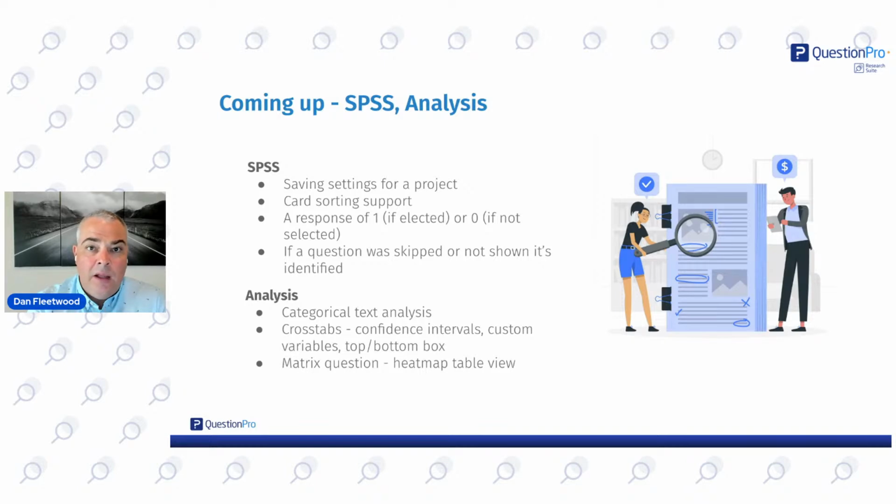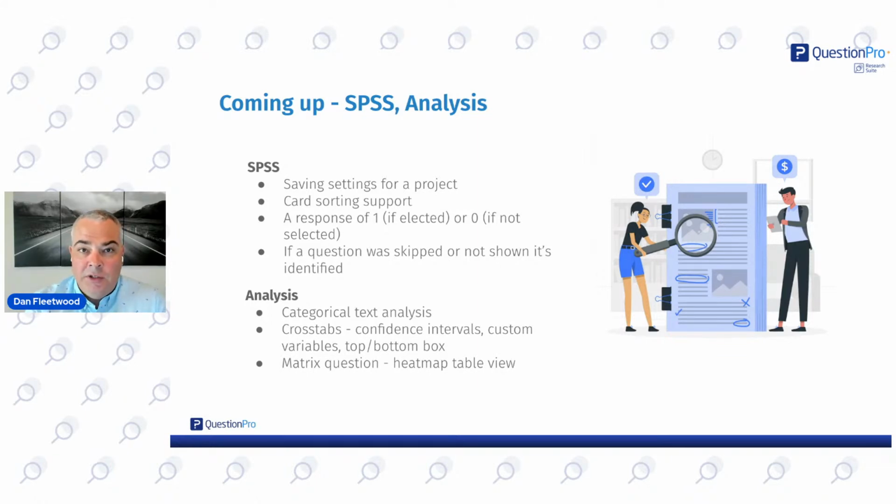So this is something that we want to help support. And then crosstabs, I mentioned this, confidence intervals at different levels. This is something that we want to do, adding support for custom variables, and then top bottom box. And so just making crosstabs more robust in its feature set.